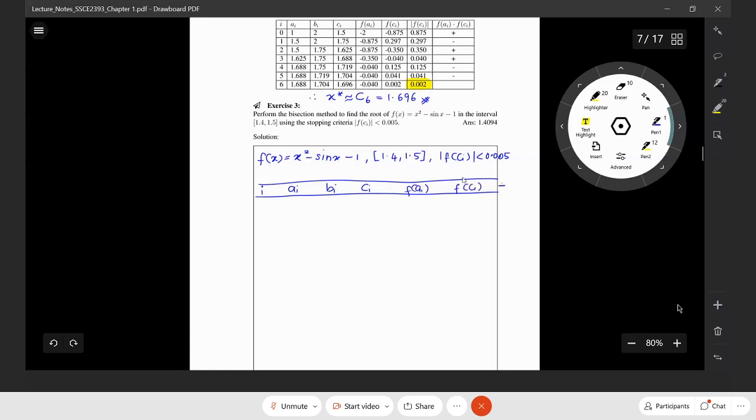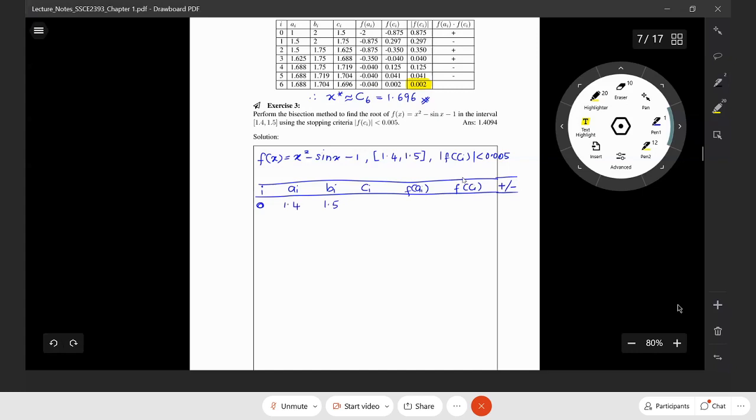Okay, so sometimes here I just put positive or negative. Yeah, betul. So always start with i equal to 0. Okay, so start with i equal to 0. And of course, the first values of A and B should be known, 1.4, 1.5.